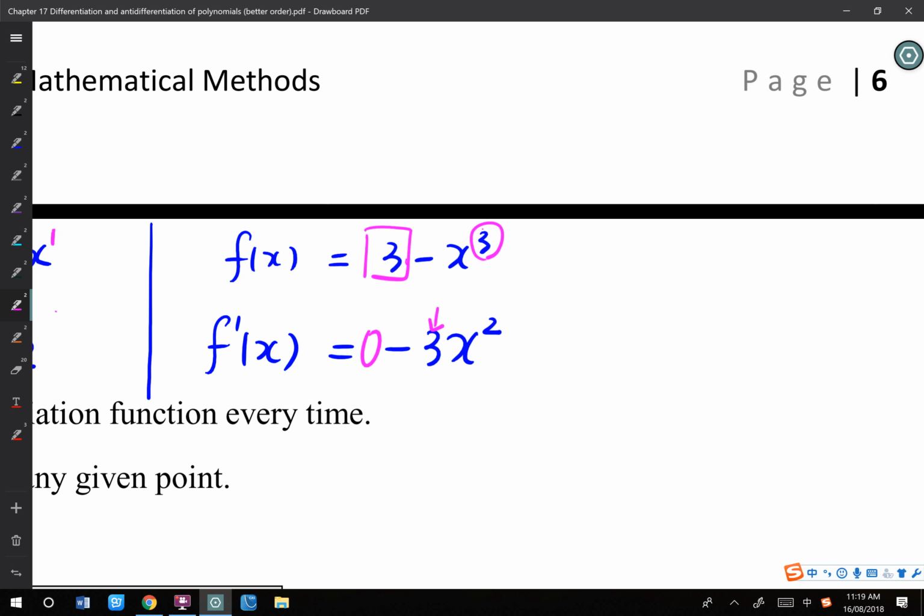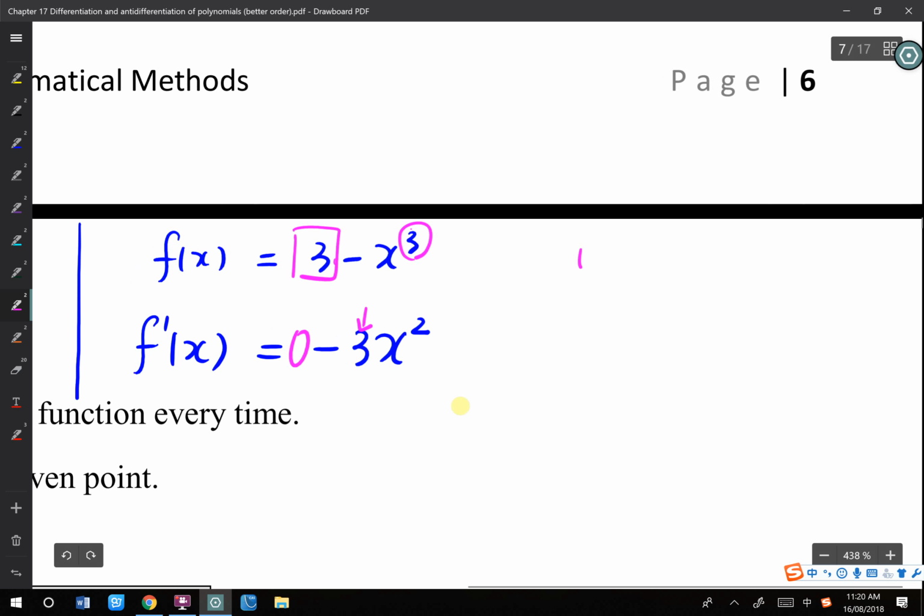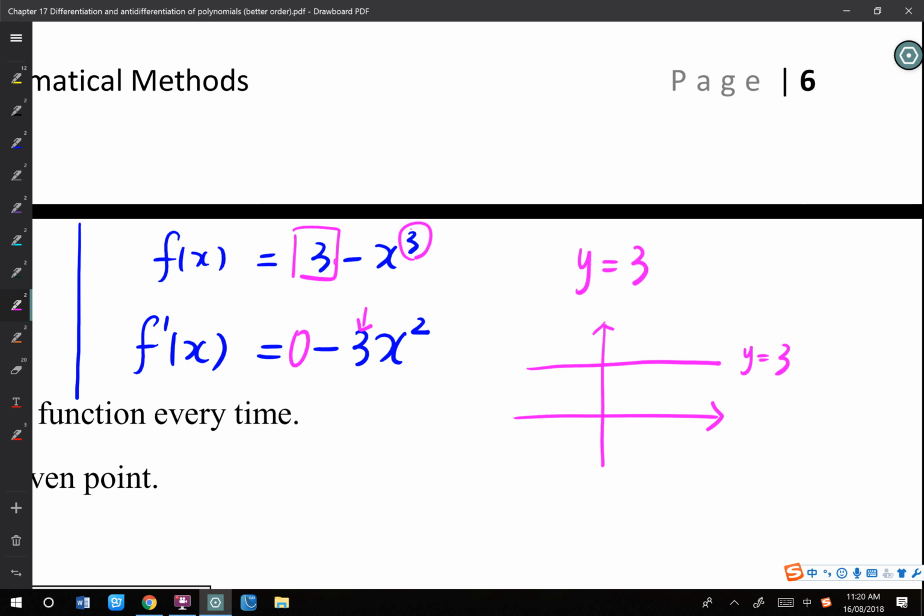Let's think about the reasoning of why the constant will disappear. f'(x) is the derivative, right? It's the gradient of the function. If I have y equals 3, let's sketch this graph. This is y equals 3. What's the gradient of this function at any point? 0 anywhere. So that's why the constant just disappears, becomes a 0. Because the gradient of a constant is just 0.